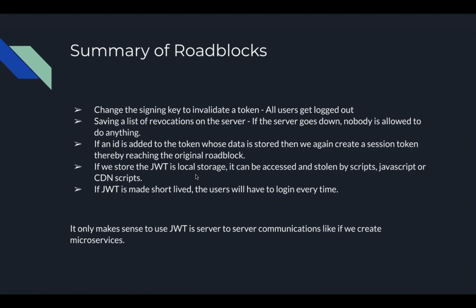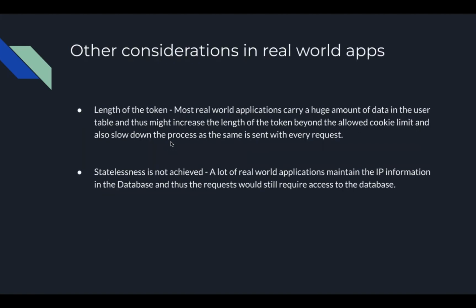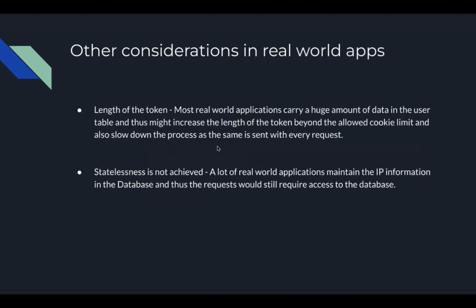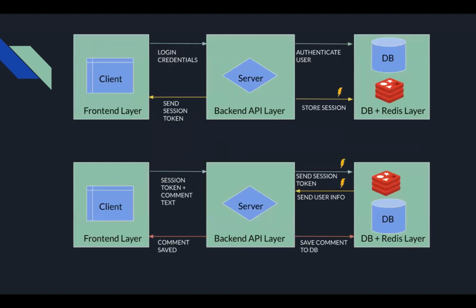Now let us come back to the second part, which is the workaround. The second workaround, that is making the lookups much faster, is the use of Redis. So what we do here is with all this session information, this is the original diagram only. Wherever we're using Redis as a caching layer, that communication is very fast. Storing the session and looking up the session, sending the session token, sending user info, checking. If you just see these steps, they have become very fast because of Redis.